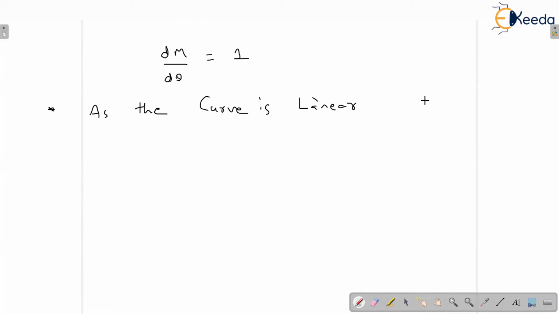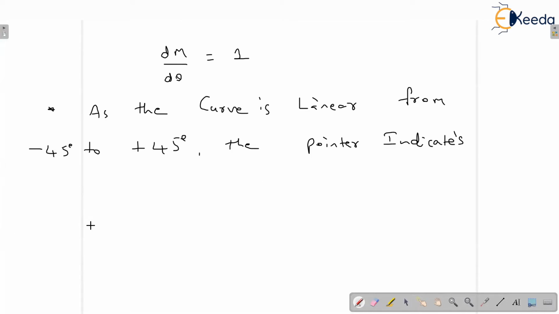Then next, as the curve is linear from minus 45 to plus 45 degrees, the pointer indicates between 0 degrees to 90 degrees.